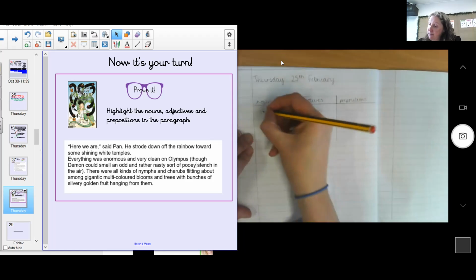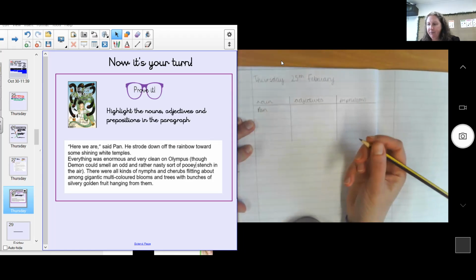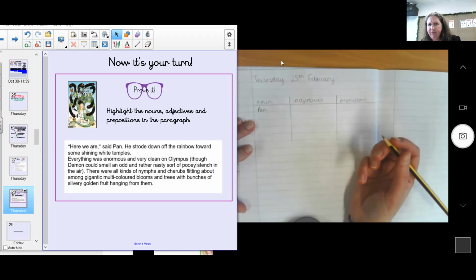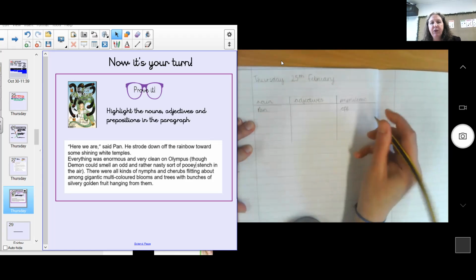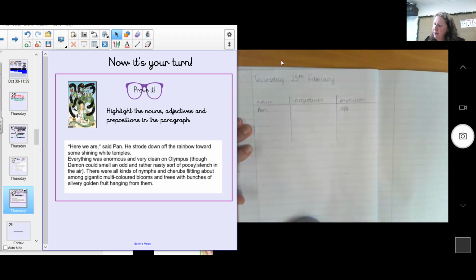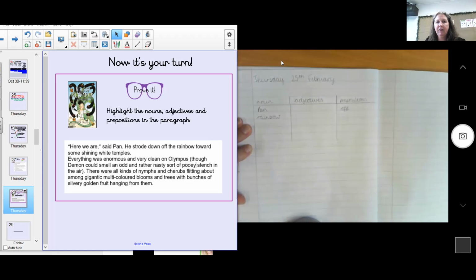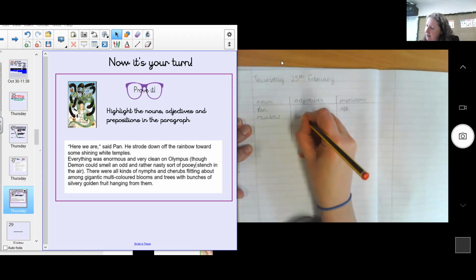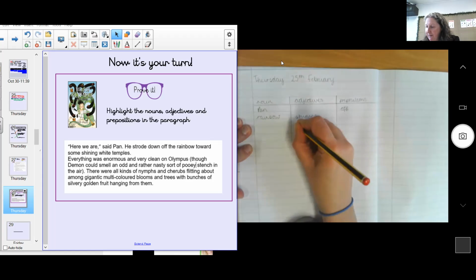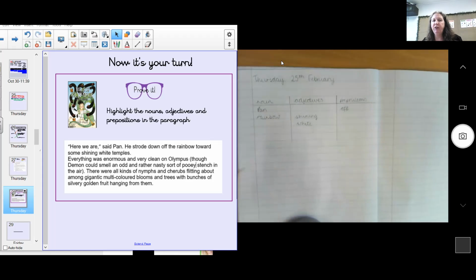So Pan is the dad, so I would write him in now. Okay, down, off the rainbow, I would write off in prepositions. I would write rainbow in nouns. Okay. Shining white, I would write in adjectives. Okay, so you can do it as a table if you are unable to highlight and print it off.